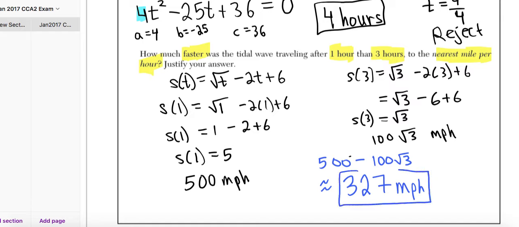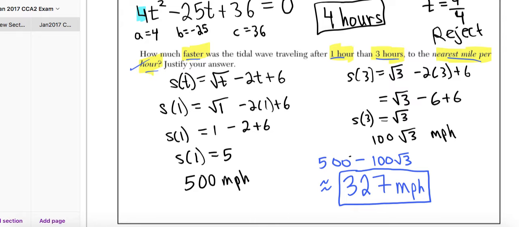So how much faster was the tidal wave traveling after 1 hour than 3 hours? S of 1 minus s of 3, but times 100. Round to the nearest mile per hour, which we did. Justify your answer, which we did. 327 miles per hour faster after hour 1 than it was after hour 3, rounded to the nearest mile per hour, and we justified our answer.